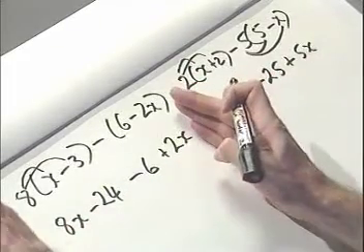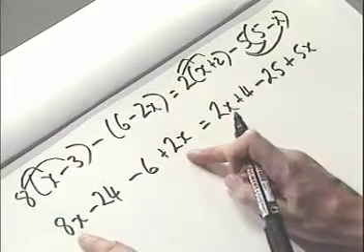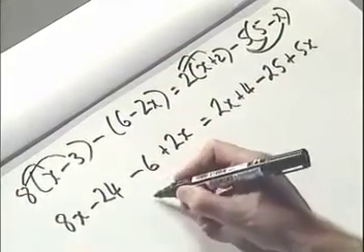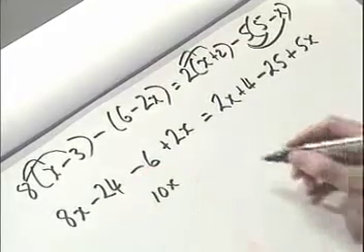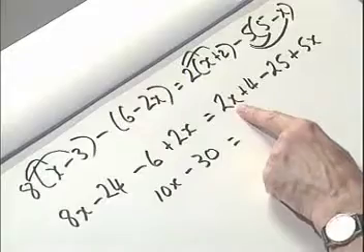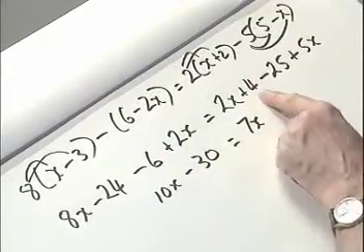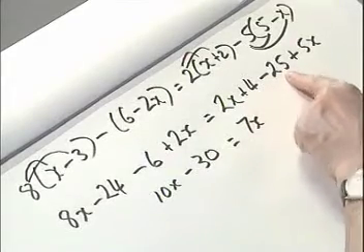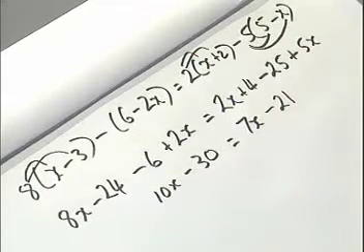We need to look at this side and gather x's and numbers together. So with 8x plus 2x, that's 10x. Take away 24, take away 6, that's taking away 30 altogether. 2x and 5x gives us 7x. Add on 4, take away 25. Now that's the equivalent of taking away 21.